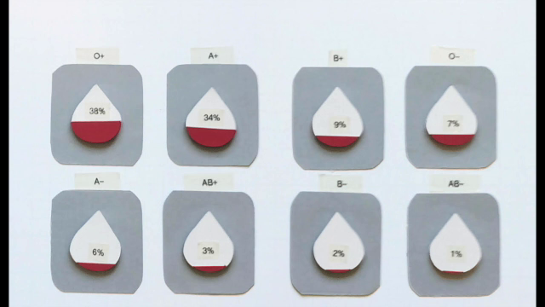I want to take a moment and look at this diagram, which shows you the percent of the population that has different blood types. So the majority of the population has O plus, and then 34% have A positive, and you can see here that AB negative is only 1%.